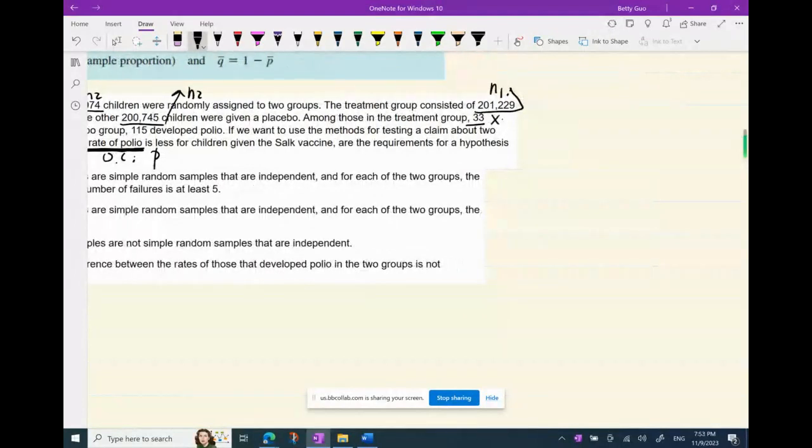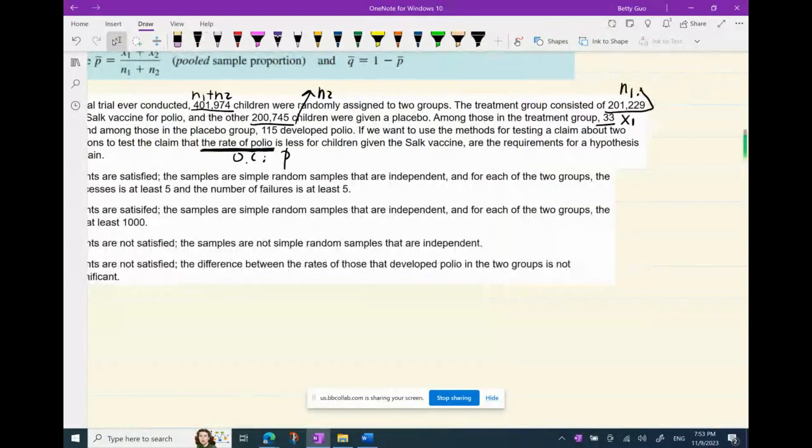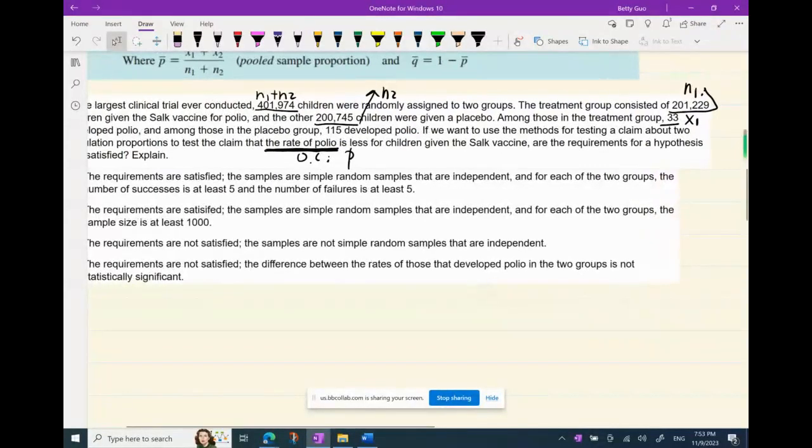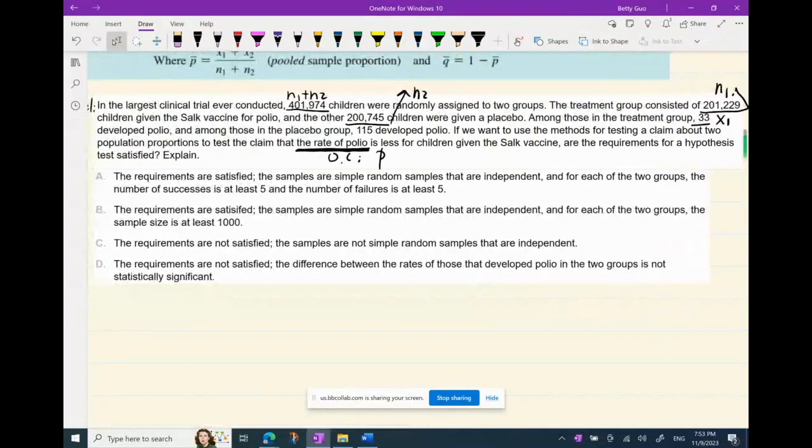33 is X sub 1. It sounds awkward because in this case we see children developing polio as a success, but it's just for convenience. We know it's not really a success, just so you know what I'm talking about. So X sub 1 is the number of children in sample 1 who developed polio, and X sub 2 is the number of children who developed polio in sample 2.